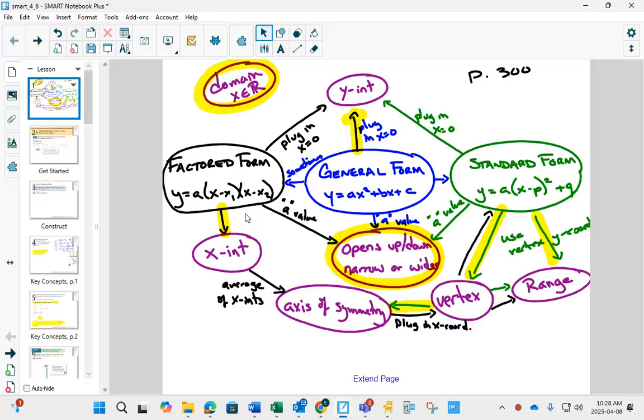So this diagram shows you the three main forms of the quadratic function. Each of them tells us something. Often we want to know everything about the quadratic function. So the standard form is probably the most useful to find stuff, because it finds your vertex, axis of symmetry, and range really easily. But if the question also asks you to find the x-intercepts, then you have to go through the factored form.